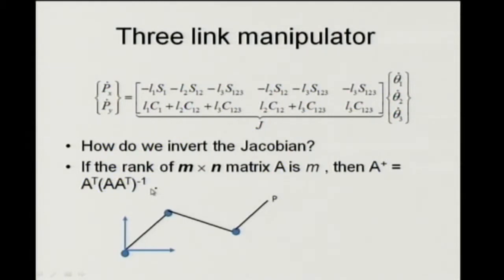Okay. So in this case, AA transpose will be a 2 by 2 matrix, so you can invert it pretty easily. I mean, there is no difficulty in inverting it. And then you multiply it with A transpose and you get a matrix which is then the Jacobian inverse, and you can proceed with the control strategy exactly as you have in the earlier class.